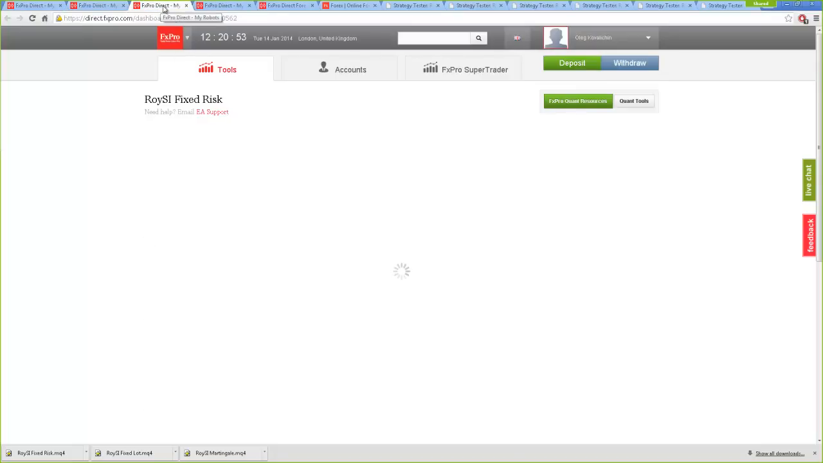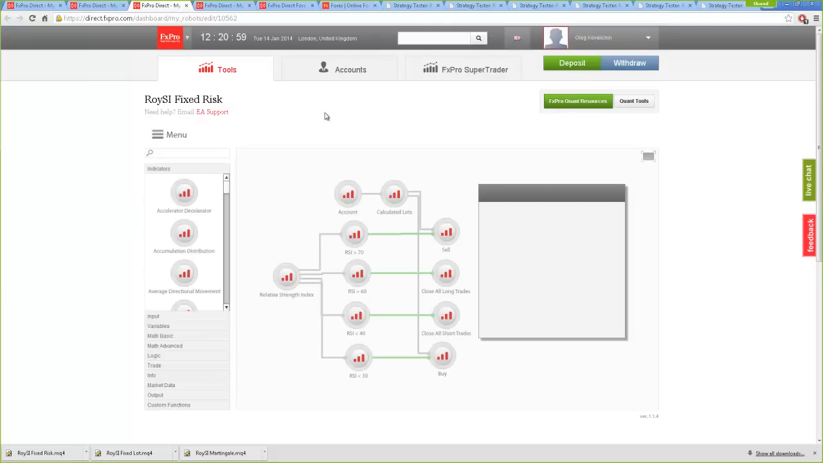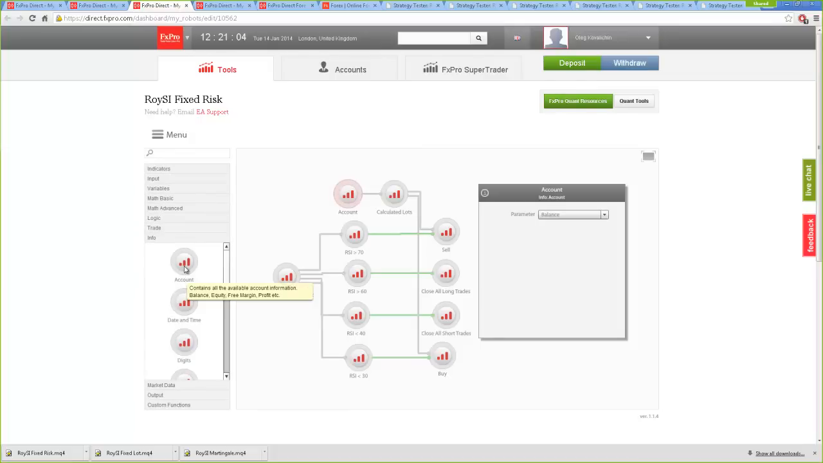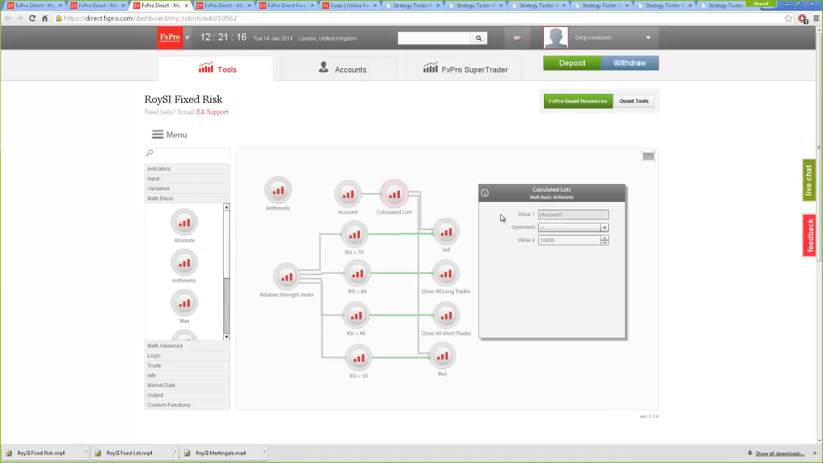So this is the fixed risk percentage. What we'll do in this case, if we want to calculate lots depending on our account balance, is we take from the info section the account balance node, and from that we apply an arithmetic calculation from Math Basic. We take the arithmetic node, and we just take the account balance and divide it by 10,000. Just to think of it as an example, if you have a 10,000 account, you essentially trade one lot. And if you have a 20,000 account, you trade 2 lots, and so on.